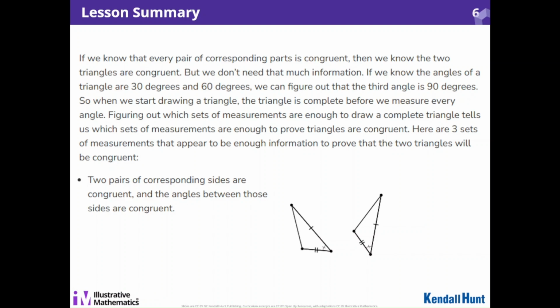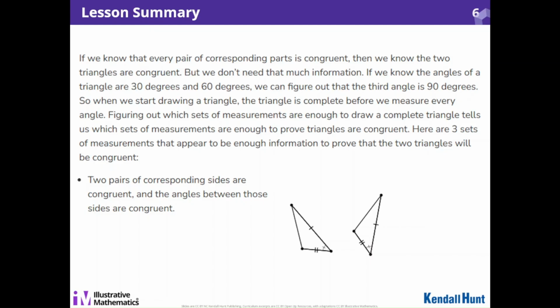So when we start drawing a triangle, the triangle is complete before we measure every angle. Figuring out which sets of measurements are enough to draw a complete triangle tells us which sets of measurements are enough to prove triangles are congruent. Here are three sets of measurements that appear to be enough information to prove that the two triangles will be congruent.